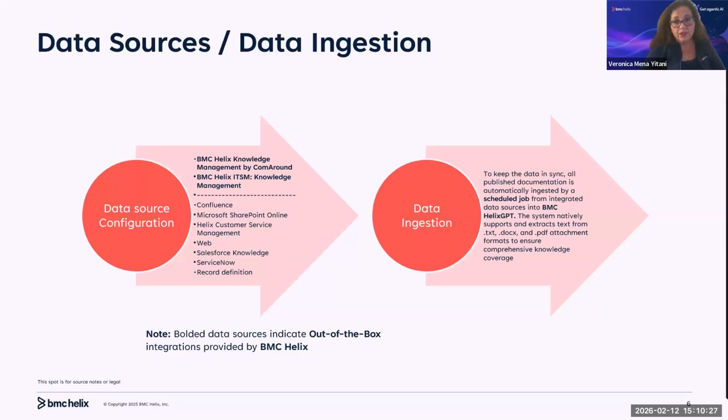Beyond this, we support different types of sources like Confluence, SharePoint, and ServiceNow. This flexibility ensures that no matter where your institutional knowledge lives, our Helix GPT technology can reach it.